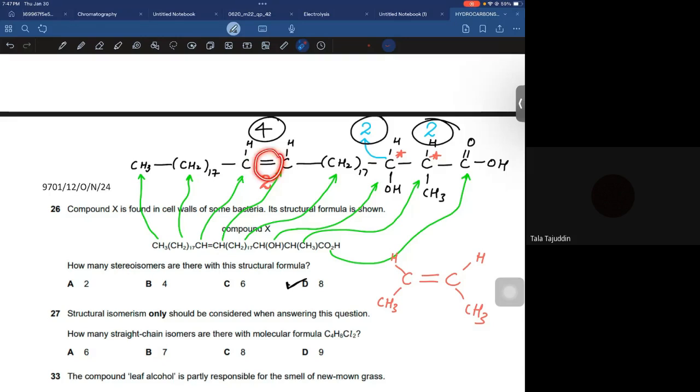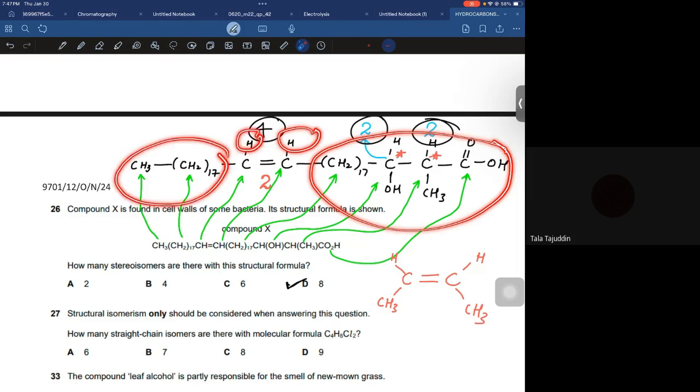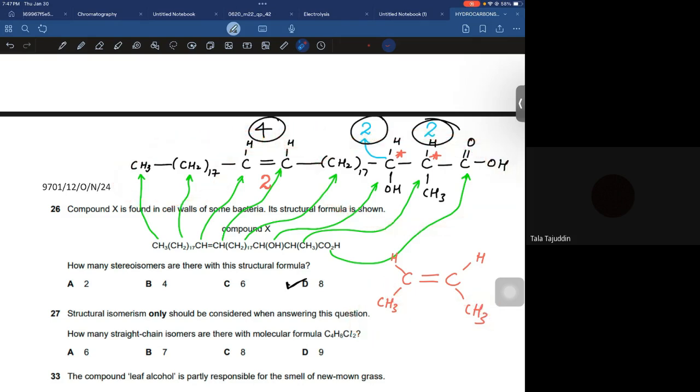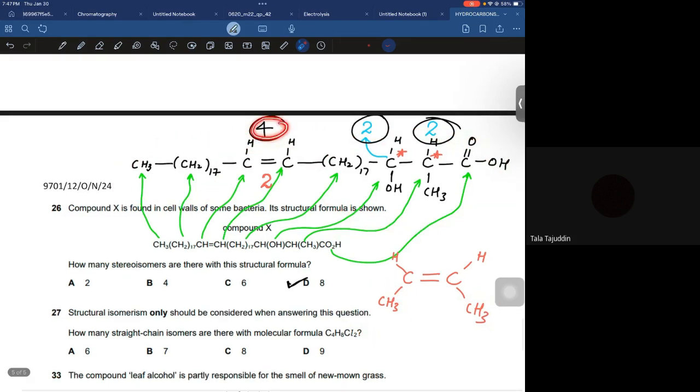There is a double bond, and the double bonded carbon contains different groups attached. This group is different and this group is different, so yes, it's going to give you the cis trans isomer. But just like this structure, are the groups the same or not? No, they are not the same. So it's going to give you the four isomers, like the two cis and the two trans.